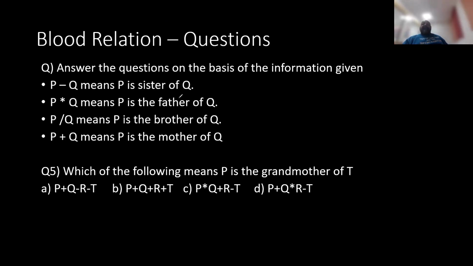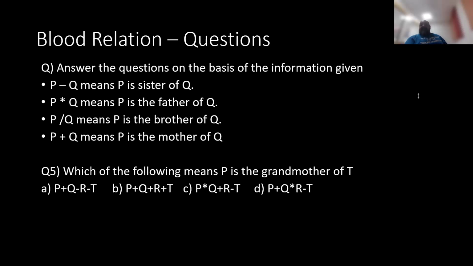P into Q means P is the father of Q. P being the father has to be a male. And they will be in 2 different generations. Generation gap of 1 will be there. P divided by Q means P is the brother of Q, which means P is the male. And they have to be in the same generation. P plus Q means P is the mother of Q. Therefore, P is female. And they'll be 1 generation apart. So this is the kind of information that I get about the gender and generation.